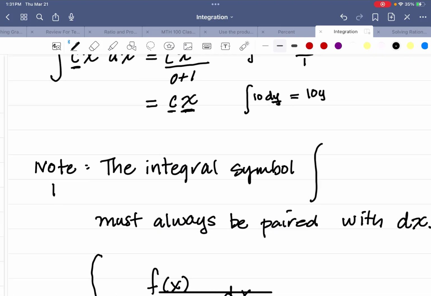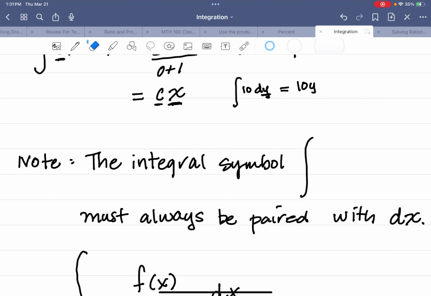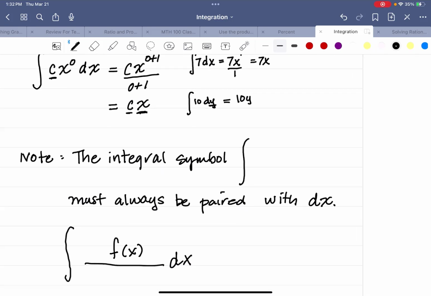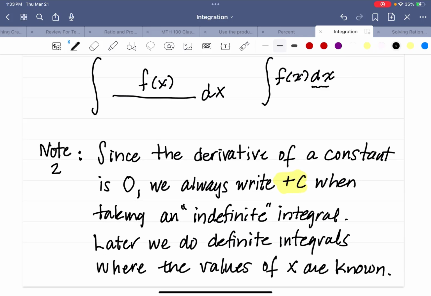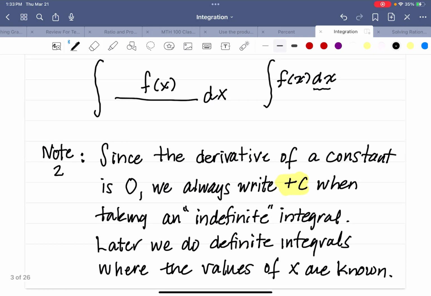Now, a couple of things. As I mentioned, the integral symbol is this sort of stretched out S-looking symbol. It must always be paired with dx. So whenever you're taking an integral of any function, there has to be this thing called the differential. This is saying that the derivative was taken. And now another note.